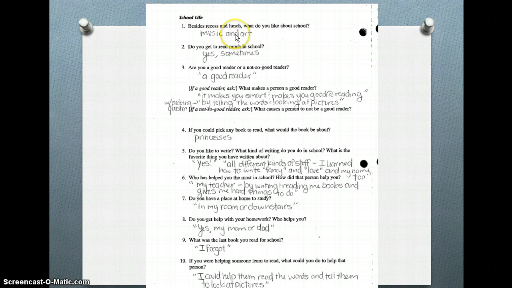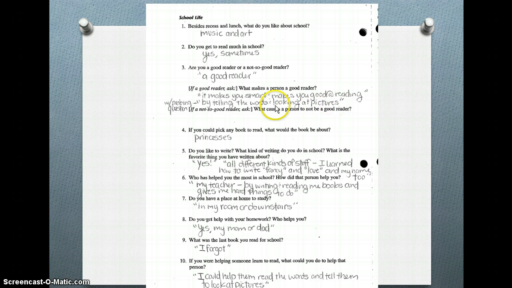She likes music and art. She reads at school. She does consider herself a good reader. When I asked her what makes a person a good reader, she said it makes you smart and makes you good at reading. And then I probed her a little further and said, what makes a person a good reader? And she said, by telling the words and looking at the pictures.